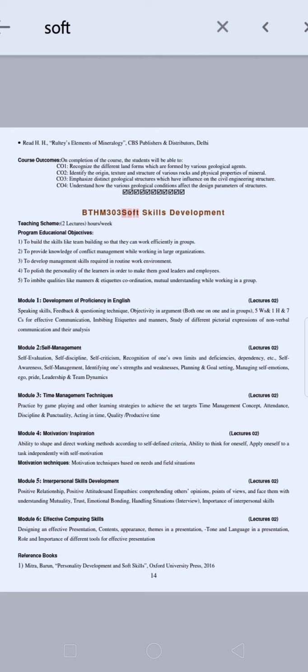So module 1 is the development of proficiency in English, and let me illustrate the sub points covered in module 1. The first sub content is speaking skills. Obviously, there are four skills, LSRW, and speaking is called the skill of expression. So we are going to study that.